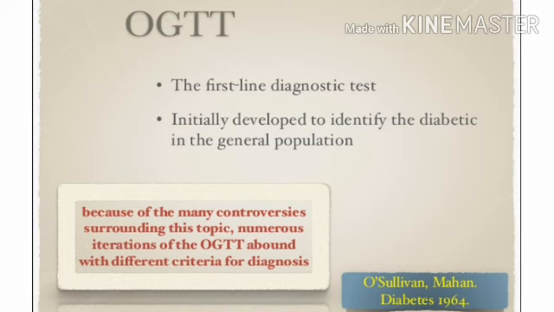It is a frequently asked short question, so you study it very carefully. OGTT, otherwise known as oral glucose tolerance test. This is the first line diagnostic test for gestational diabetes mellitus. Initially, this technique was developed to identify the diabetes in general population, but nowadays this is used to diagnose gestational diabetes mellitus, because there are several diagnostic criteria being used nowadays. Among these, the most acceptable criteria is the OGTT, oral glucose tolerance test.